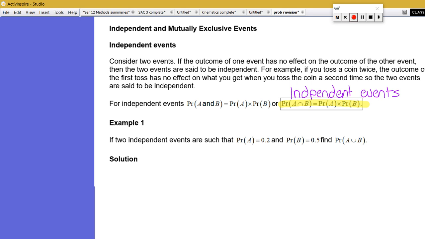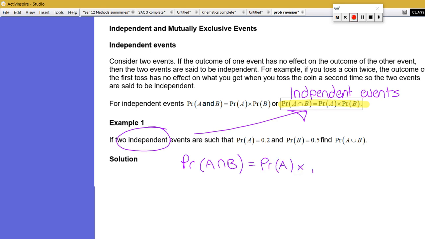So we lock in on the word independent, and when we see that word independent, or we have a situation where events are independent, we know we have to use this rule here. So I'm just going to write that rule down, and then we're going to see what we have and what we need to be able to answer the question.